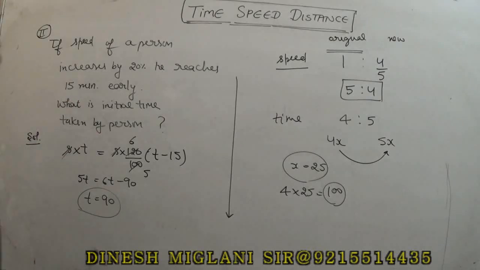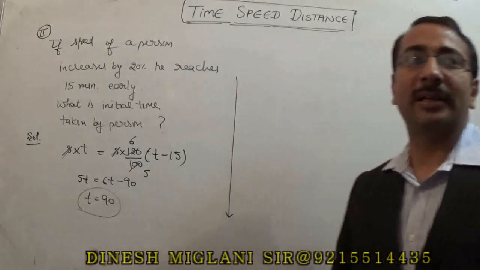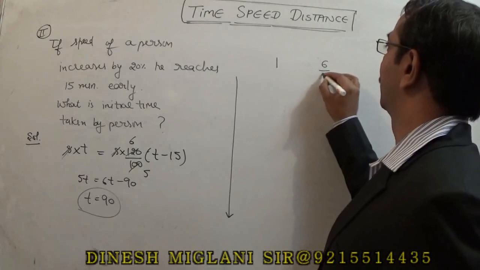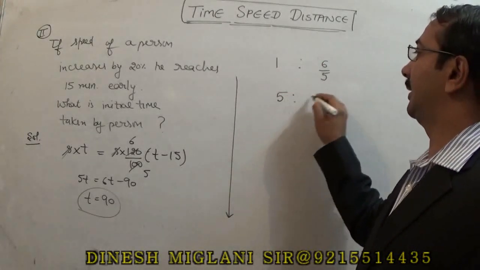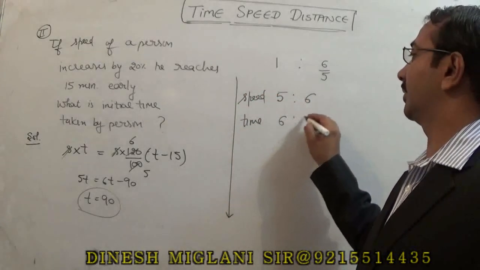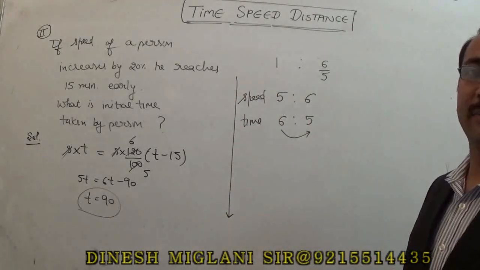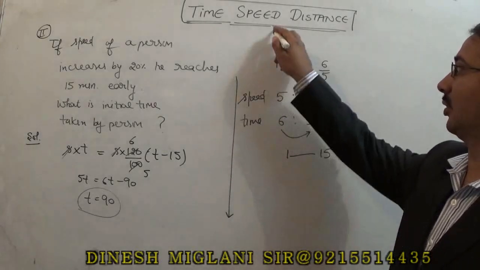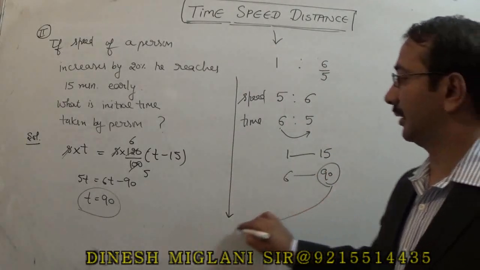Same question may be answered with this ratio approach also. How can we go for this? Speed of a person increases by 20%. It means if initially it is at 1, now it becomes 6 by 5. Because it has to be increased by 20%. So we can say the ratio of their speed is 5:6. Now we can say ratio of their time taken will be 6:5. He reaches 15 minutes early. It means he has taken 15 minutes less. The difference is of 1. The 1 is equal to 15. We have to find the initial one, that is your original 6. 6 is equal to 90. The answer is the same, that is equal to 90.